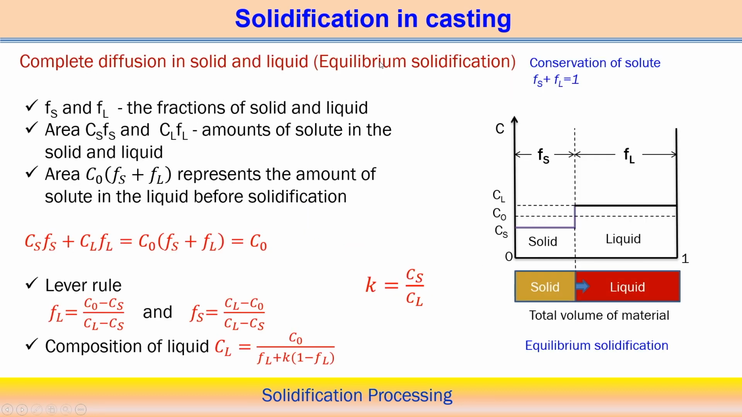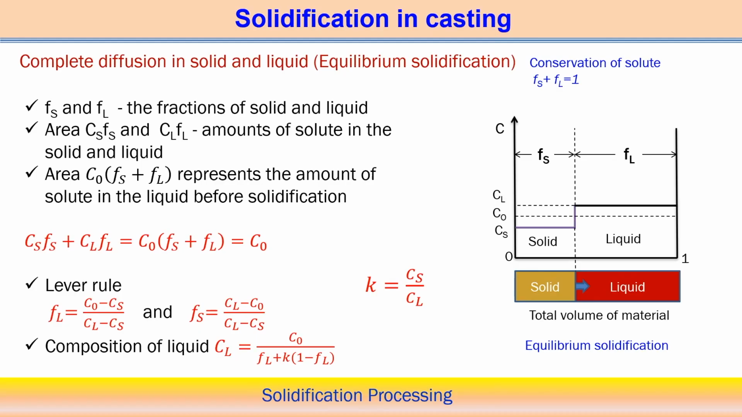Now, further studying this diagram, in this case we are considering complete diffusion in the solid and liquid phases to easily understand the situation, and this is the condition for equilibrium solidification. Under equilibrium solidification you allow diffusion to occur in both the solid and liquid phases, such that when the temperature is lowered, it follows exactly the solidus and liquidus lines.